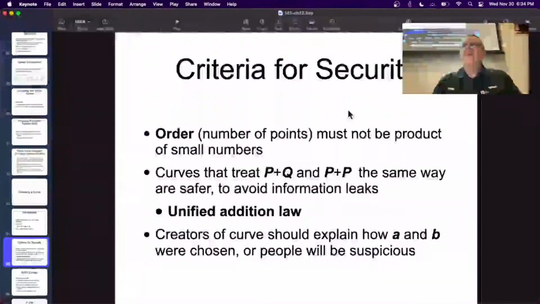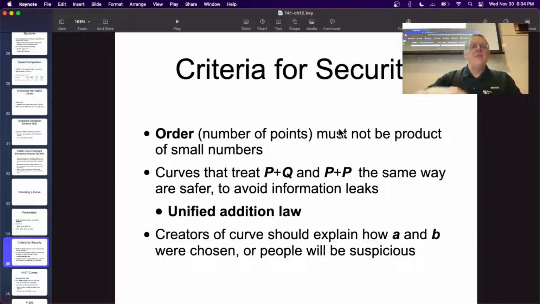So the order should not be the product of small numbers. It should be a prime number, or at least something that's not got small products, or else you'll have little loops that just repeat a few numbers over and over, and it'll be easy to reverse the problem, the hard problem, the elliptic curve discrete logarithm problem.